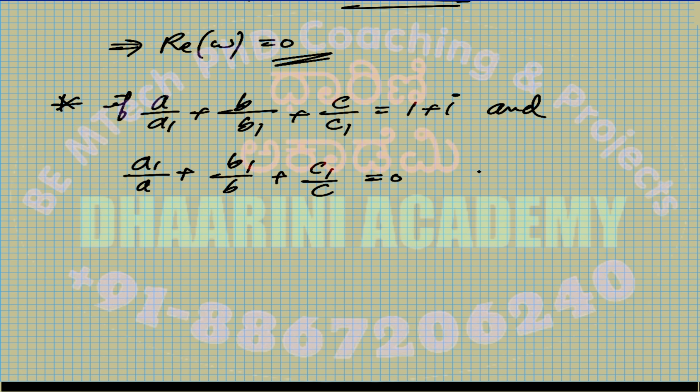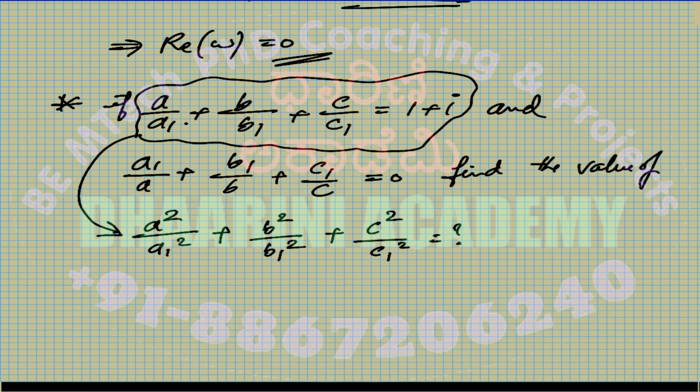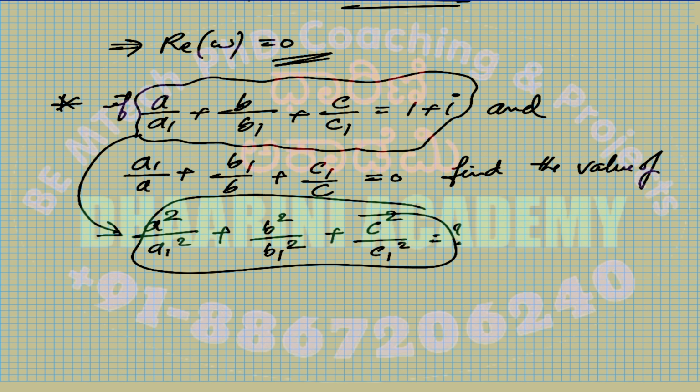find the value of A square by A1 square plus B square by B1 square plus C square by C1 square. This is the question. Try to solve it. Relate this with this, and try to find the second term using the given data.